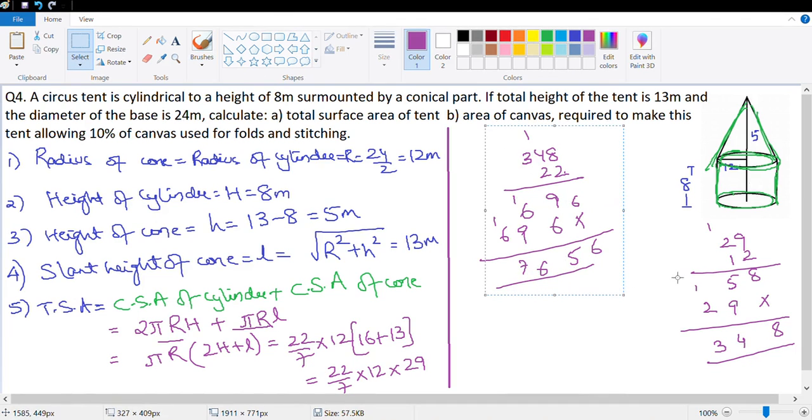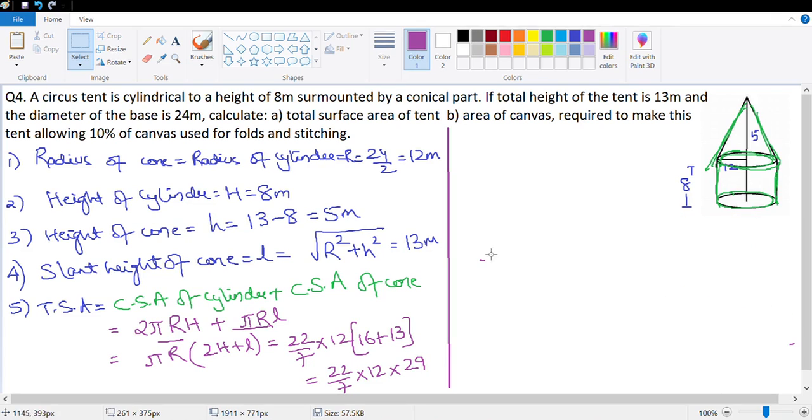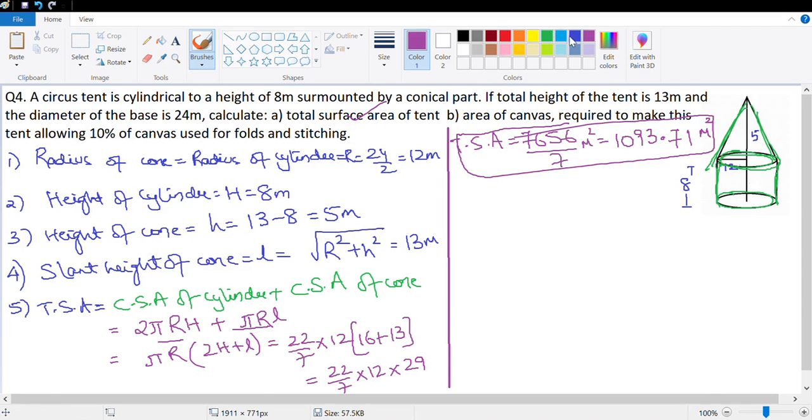Let me just erase this. So this is 7656 upon 7. So total surface area is equal to 7656 upon 7 meter square. If I write this in decimal, this will be 7 into 1, 7. That's 0, 9, 63, 26. That will mean 7 into 3, 21. And that's 50. That's 7, 49. That will be 1. So 1093.71 meter square. So that's the answer to the first part of the question. Total surface area of tent is 1093.71 meter square.